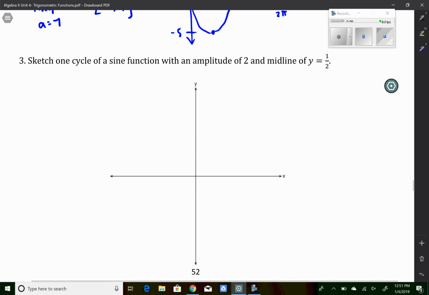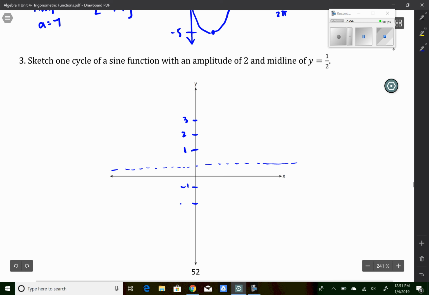Sketch one cycle with an amplitude of 2 and a midline of 1/2. So if the midline is 1/2, there's 1. All right. Amplitude of 2, I'd have to go up to a maximum of 2.5. So we have 2, 3. And I would have to go down by 2, so I'd have to go down to 1.5.